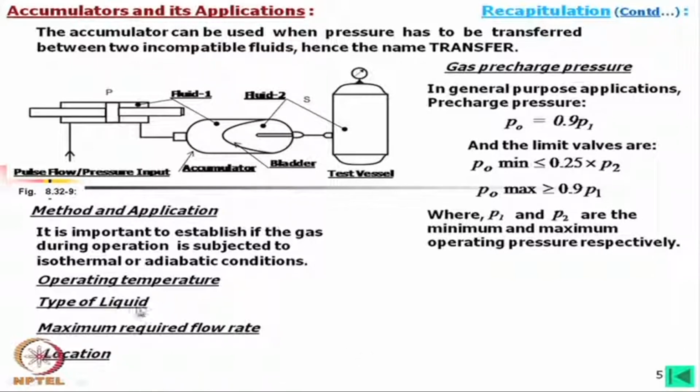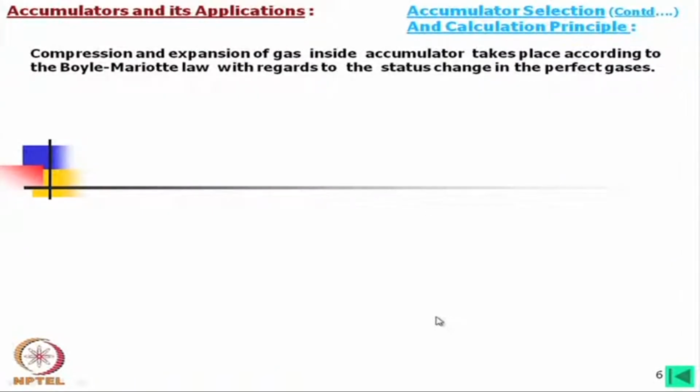Depending on the type of liquid, we can select what the bladder material should be. Usually the outside body is steel. If the main oil cannot be used with steel because of corrosion, then we can think of other materials. Inside, for the gas and oil or whatever is the main medium of the system, looking into that we select these materials.